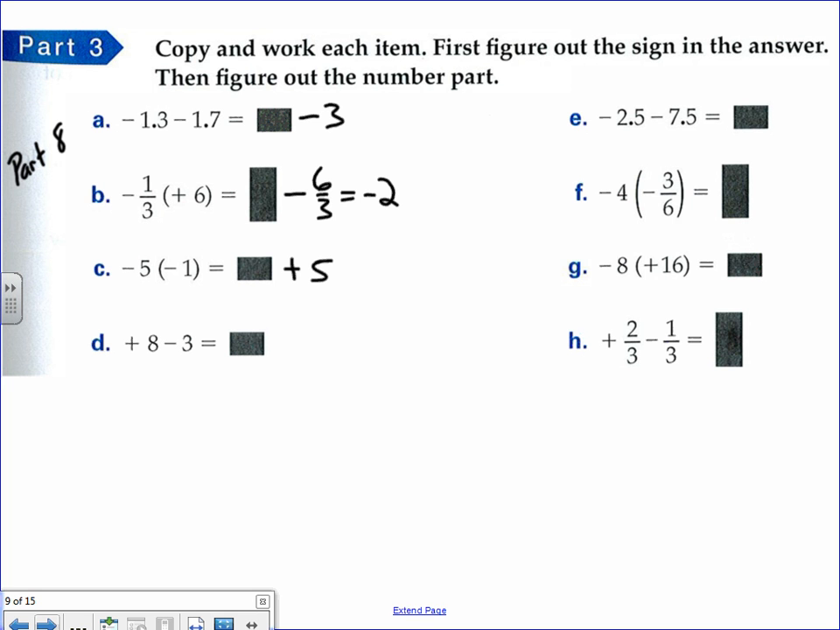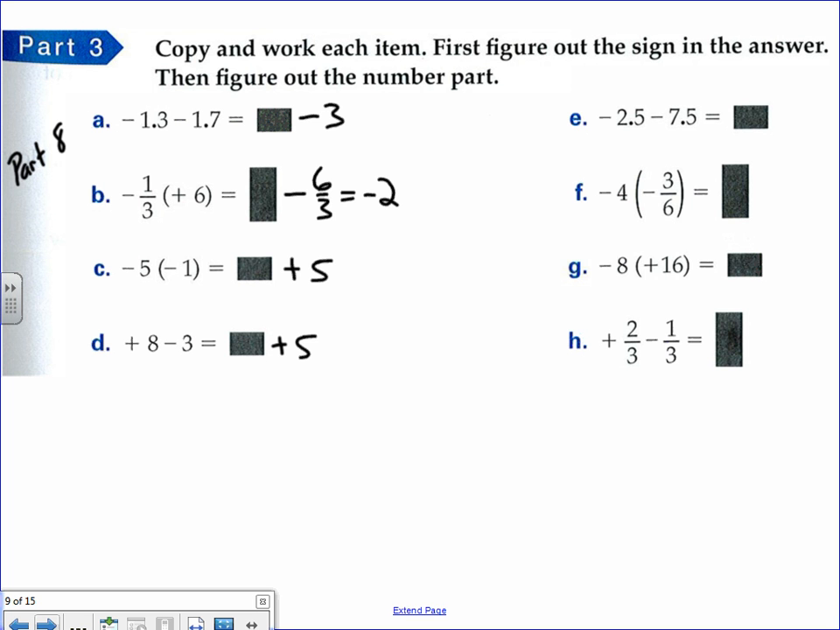Okay, D. Now we have positive 8 minus 3, so we're combining these. Again, the sign in your answer takes the sign of the one that's furthest from 0. So the positive 8 is further from 0, so my answer is going to be positive. Remember, when you're combining, if the signs are the same, you would add the two numbers together. If the signs are different, you subtract the two numbers. So in D, my signs are different, so I'm going to subtract those two numbers. 8 minus 3 is 5, so my answer is positive 5.